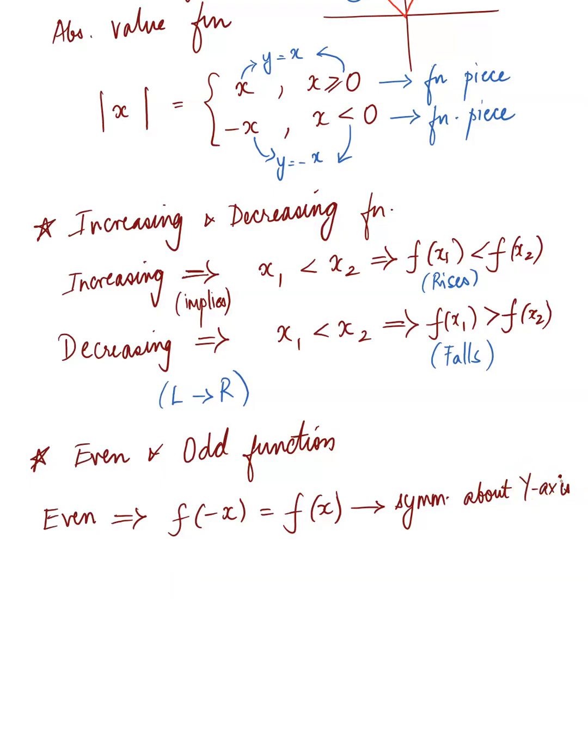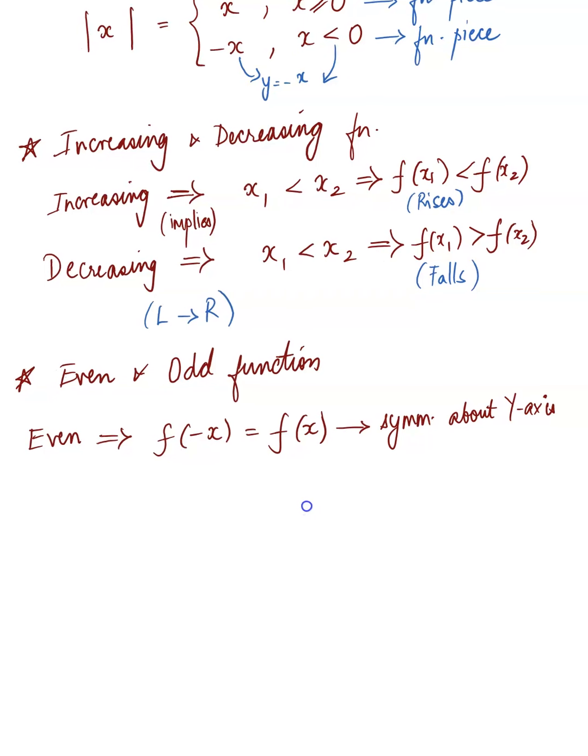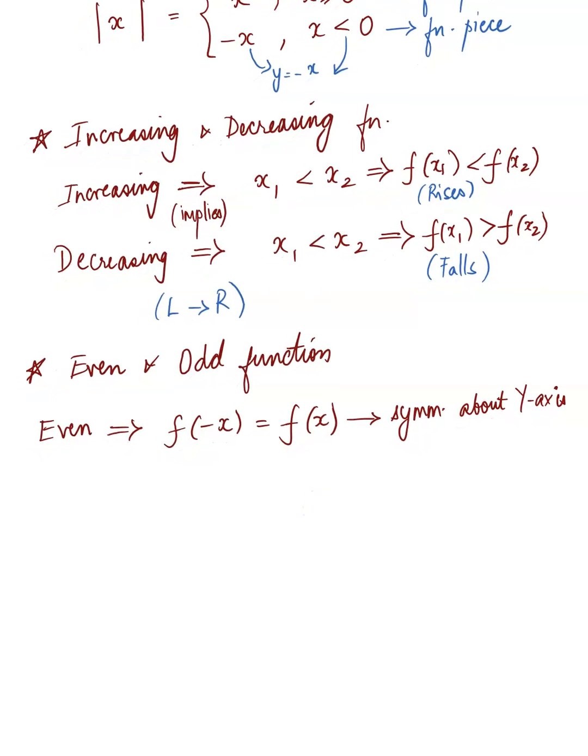If you folded your graph along the y-axis, the graphs should touch each other. They will coincide because they are symmetric. The left and the right halves of the graph will be the same. That's symmetry about the y-axis. So you can think of your y equals x squared, your quadratic, as an example of an even function.